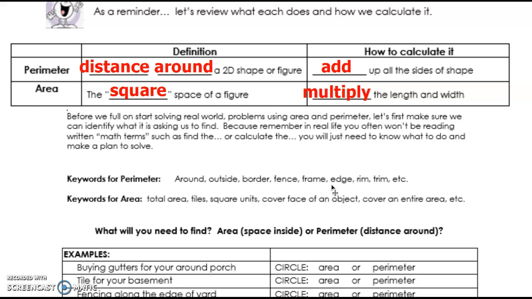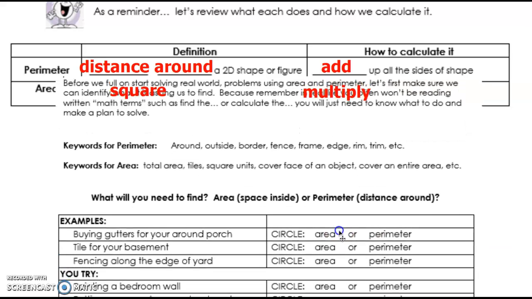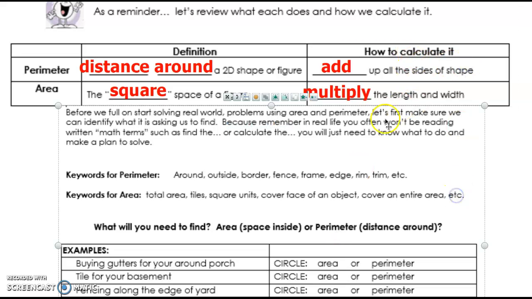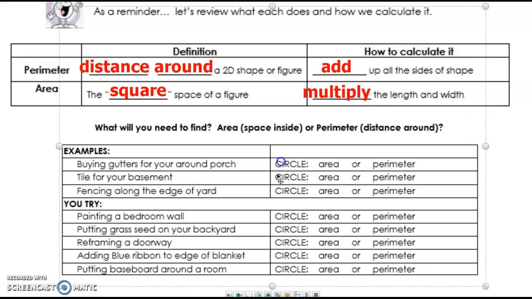Keywords for area, when we're looking at the space inside of a figure, would be, now you may hear total area, every once in a while area is thrown into real life, tiles, square units, to cover the face of an object. If you're looking at covering the space, you're looking at the part inside, cover an entire area. Those are some of the kind of keywords or wording that you might experience. So taking a look at some examples and seeing what we would need to find. Actually, let me see if I can put this to the back so that we can still see our definitions.